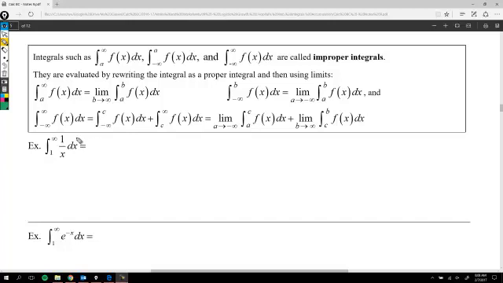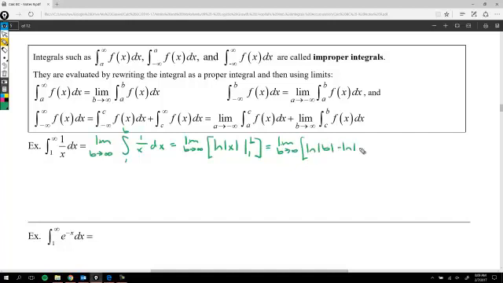All right, so for our first example, this is very similar to what we already did as a warm-up. We can take the limit as b approaches infinity, because it's my upper bound, from 1 to b of 1 over x dx. Okay, so now I'm going to evaluate my integral. My limit stays the same, and the integral of 1 over x is natural log of x from 1 to b. And now I go through the first fundamental theorem. So natural log of b minus natural log of 1.